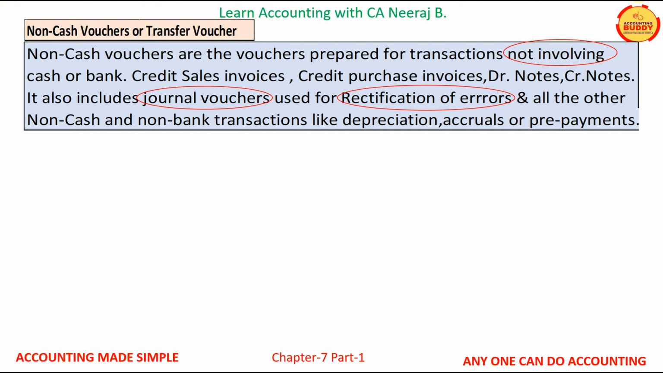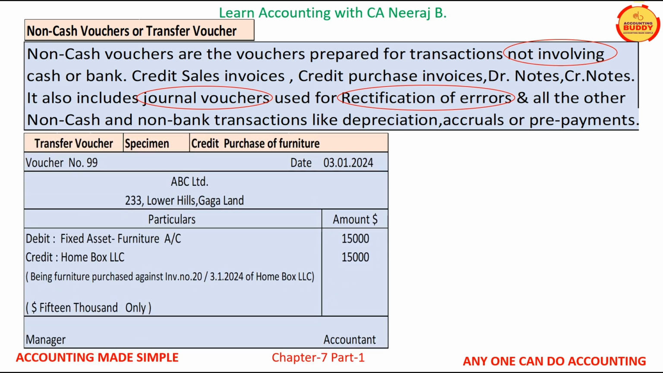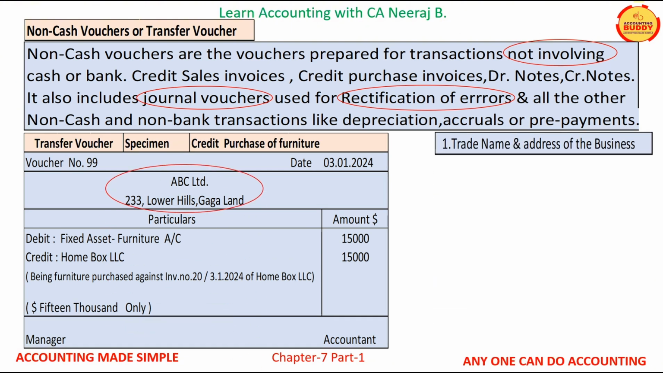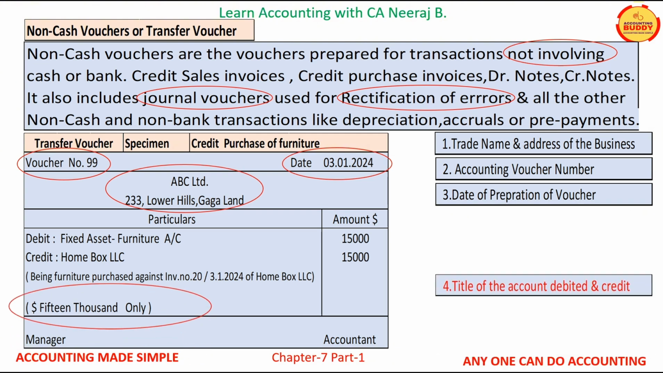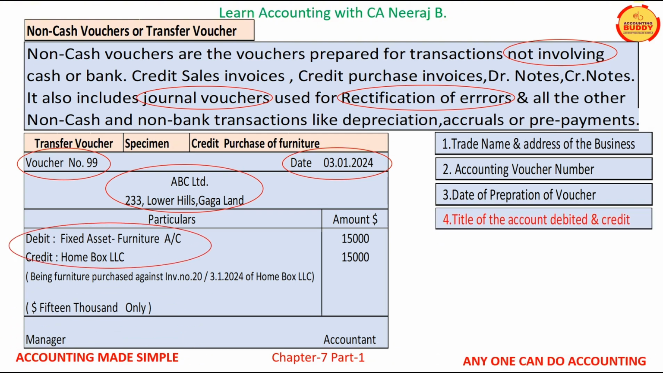Let us review a transfer journal specimen for credit purchase of furniture. Transfer voucher will have the trade name and the address of the business. Transfer vouchers are serially numbered and its date of preparation is also mentioned. The title of accounts to be debited and credited are also mentioned on the transfer vouchers. In our example, since furniture is purchased on credit from the supplier Homebox LLC, fixed asset furniture account will be debited and the supplier account will be credited.